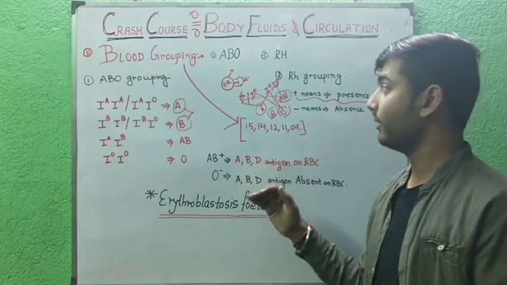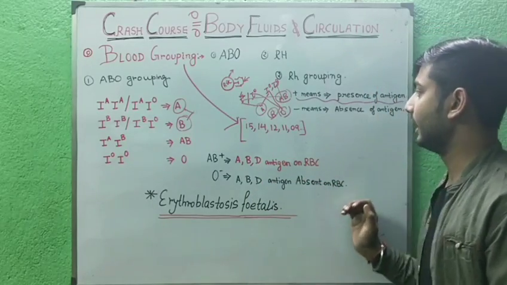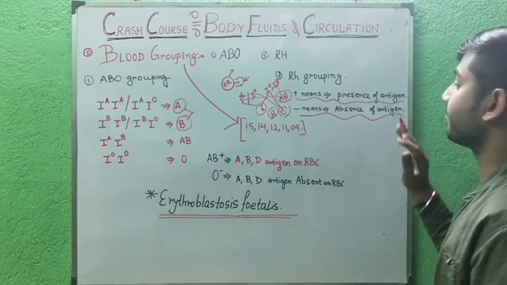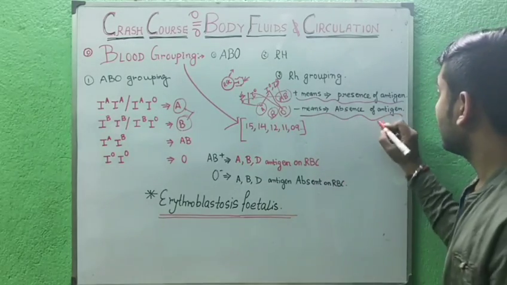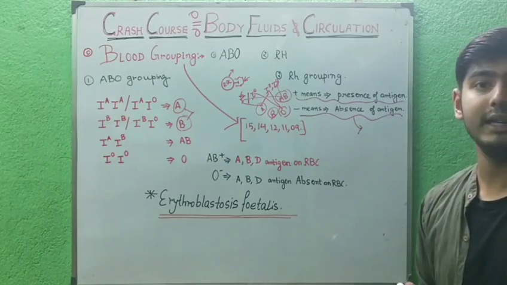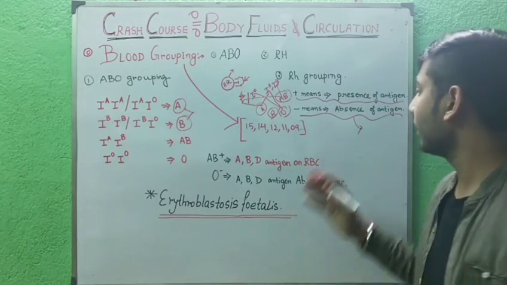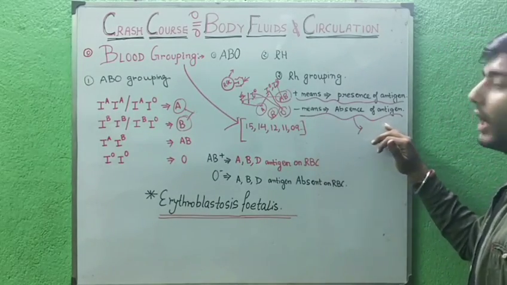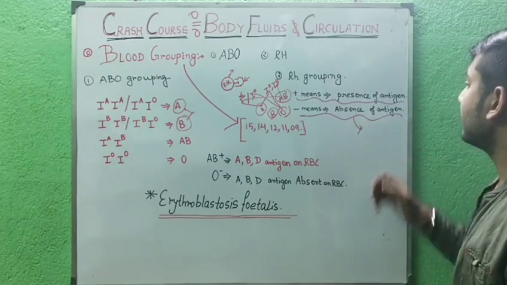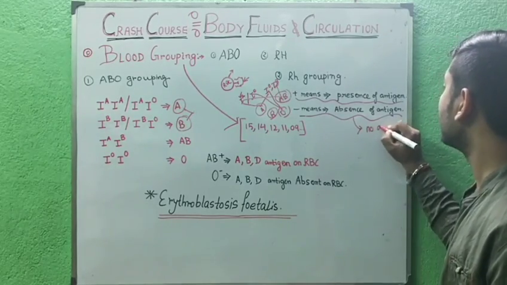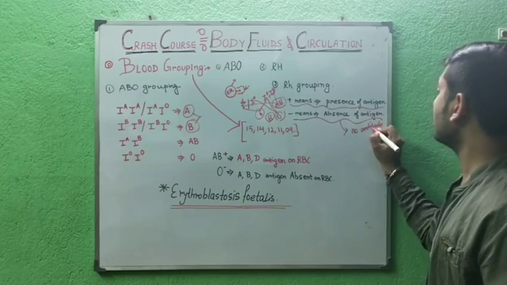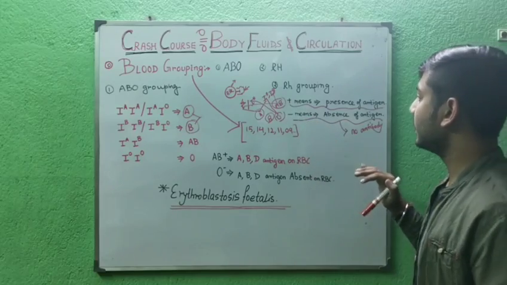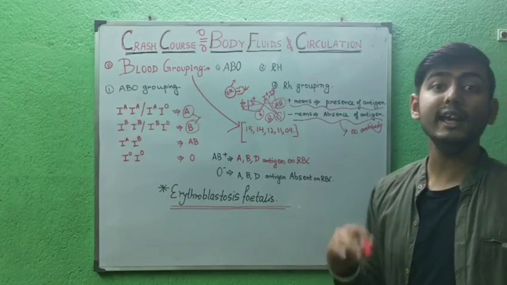I hope this is clear. Now we'll discuss something more detailed. In RH grouping, we know that negative means absence of antigen. Here there is absence of antigen, which indicates that there must be presence of antibody, but this is not the case. That's why they are known as incomplete antigen, because here there is no antigen on the RBC membrane, but there is also no antibody unless exposed to RH positive blood. Hence we can conclude that in an RH negative individual, there is no anti-D antibody.